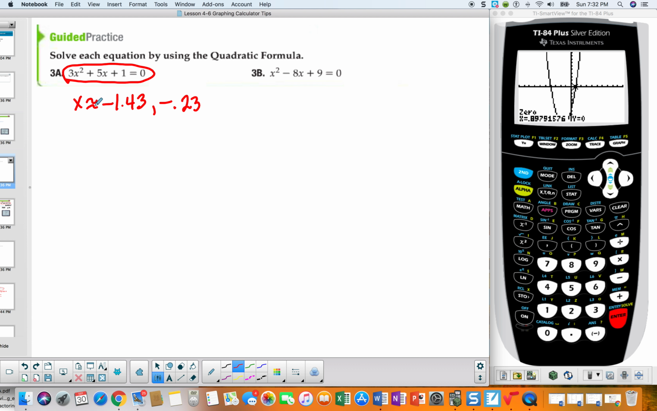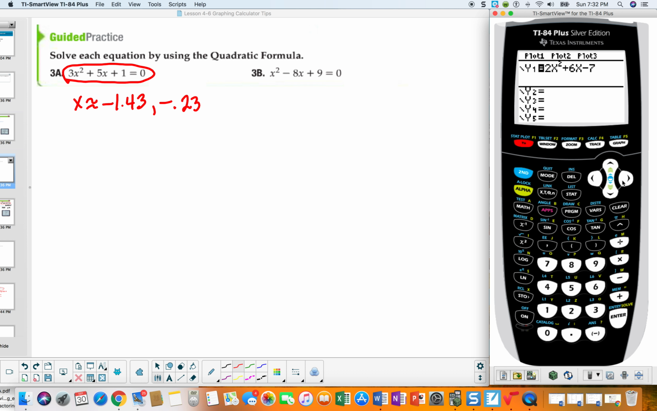All right, let's try it again. I'm going to try to find these, and these are rounded to 2 decimal places. So I'm going to go to y equals. I'm going to clear. I'm going to write 3x squared plus 5x plus 1. Go to zoom, and I'm going to do zoom standard and see what it looks like. All right, I'm going to go to zoom decimal just so I can get a little closer.